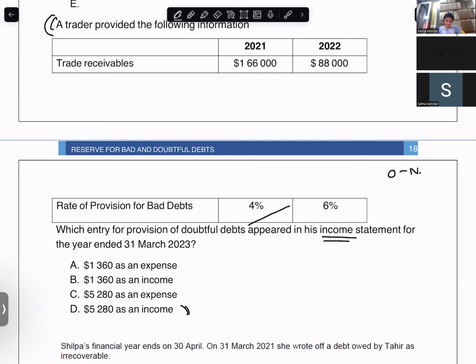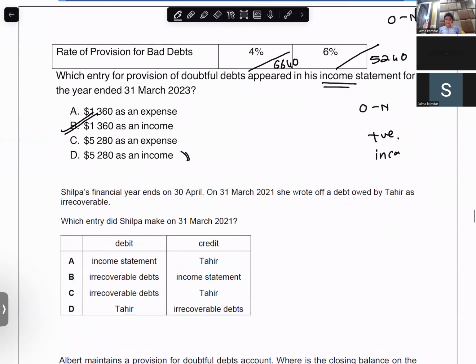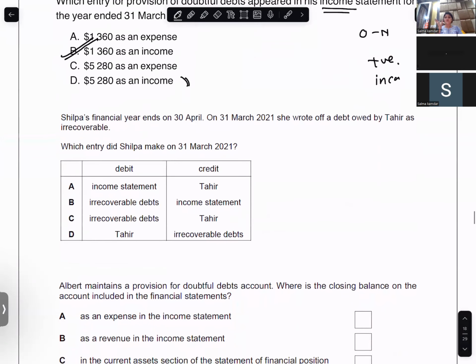Old provision is 6640. What is the new provision? 5280. Old minus new is positive or negative? Positive. So other income. How much? 1360. In the statement of financial position, the full amount will come as a deduction of new.